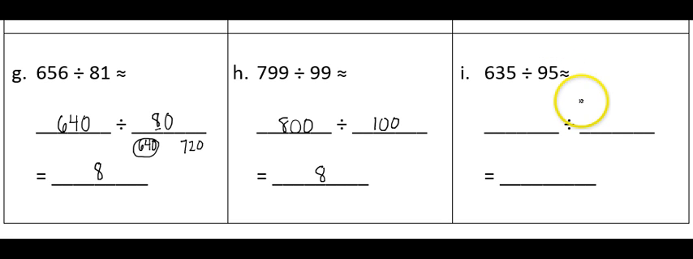In our last problem, 95, I'll round to 100. The closest 100 in 635 would be 600. If I divide 600 into groups of 100, I know that I have 6 equal groups of 100. So again, we're using our multiplication facts and mental math number patterns to determine our estimated quotients when dividing by larger numbers.